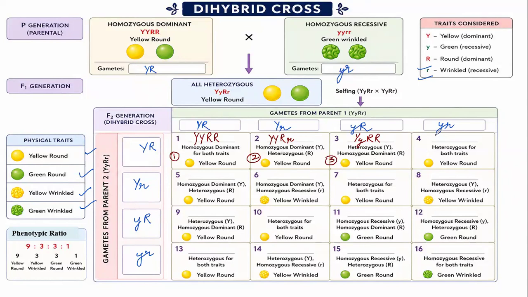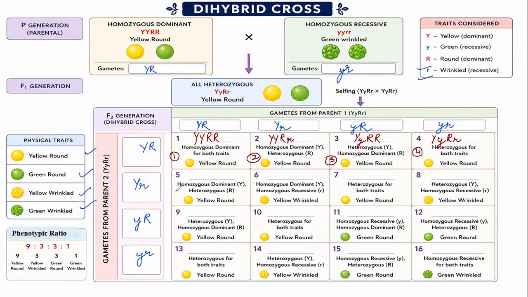Now let's talk about this. Capital Y, small y, capital R, small r. This is what we get here. Capital Y is here, small y is here, capital R is here, small r is here. So again, this is because both are dominant traits present here. So again, you will get it as yellow and round.